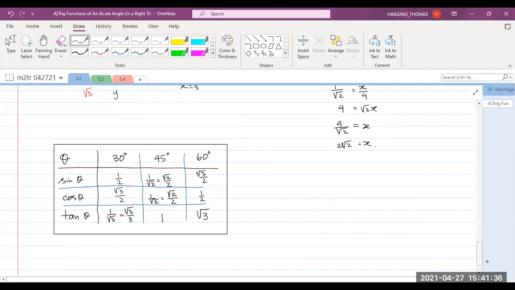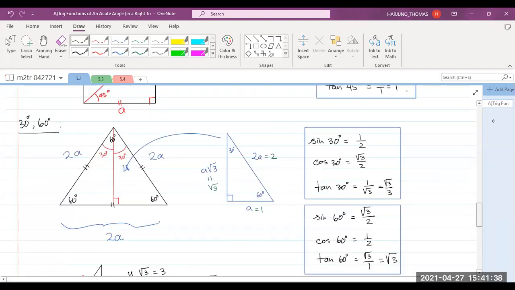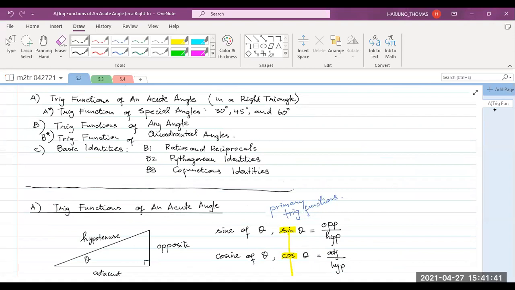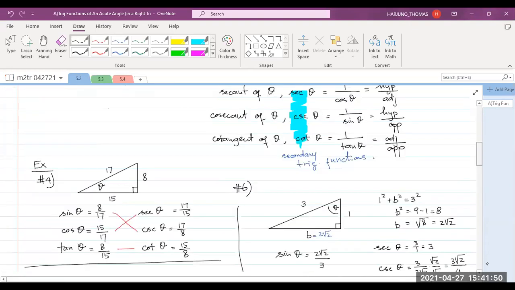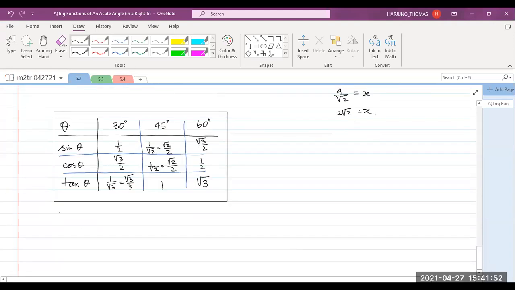Now we are done with part A in 40 minutes. Oh, wow. That's trig functions of an acute angle and trig functions of special angles that are acute angles. Now, part B. How about trig functions of any angles?